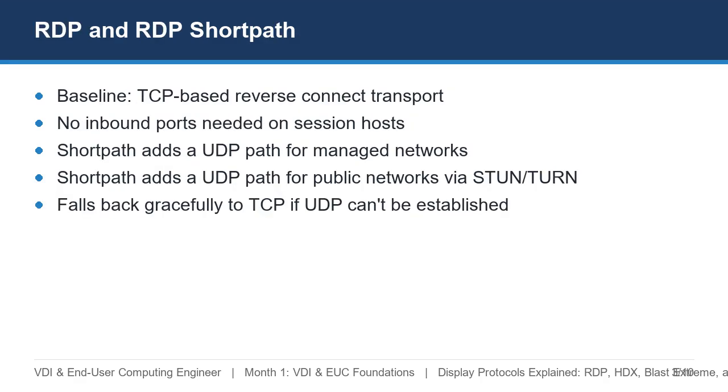Standard RDP begins every connection over a TCP-based reverse connect transport, which is what lets Azure Virtual Desktop avoid opening any inbound ports on session hosts. RDP Shortpath adds a parallel UDP path on top of that baseline, for managed networks like ExpressRoute or VPN, and for public internet connections using STUN and TURN. If neither UDP path can be established, the session simply continues over the original TCP transport. Shortpath is a performance upgrade, not a hard requirement, which is exactly why it fails gracefully.